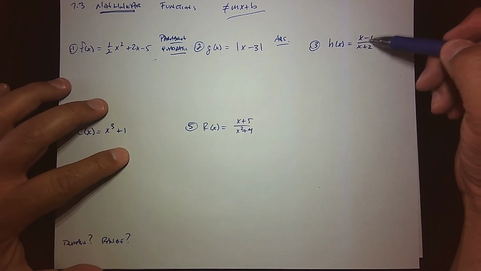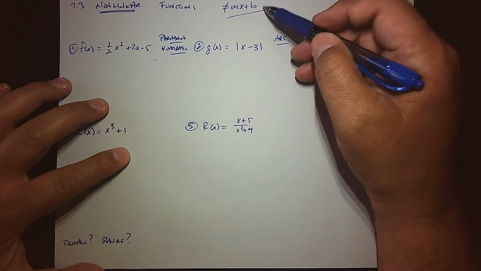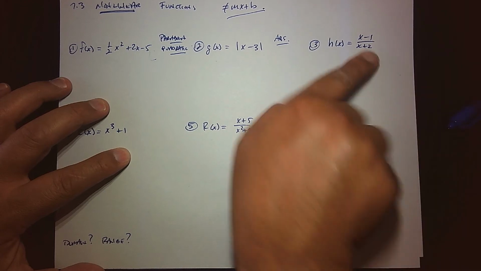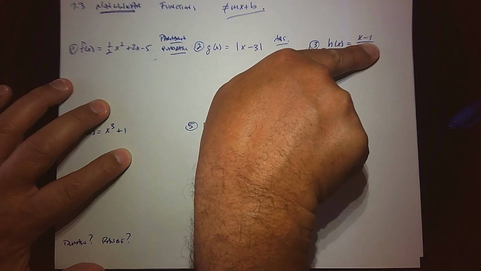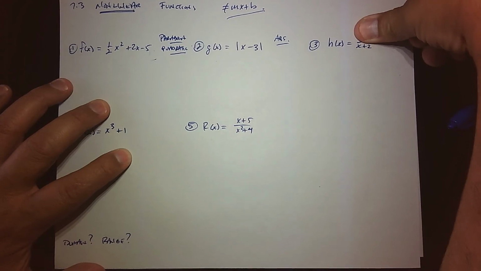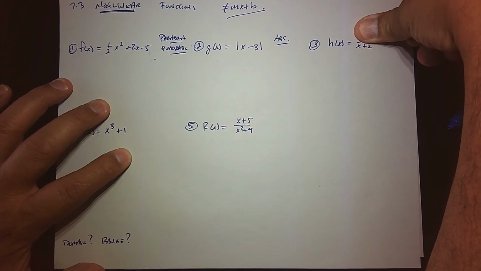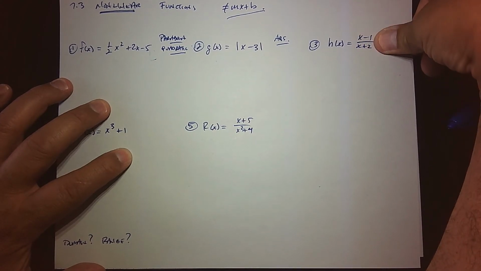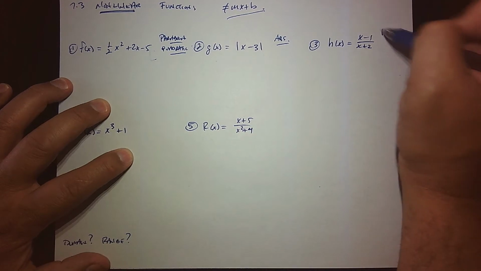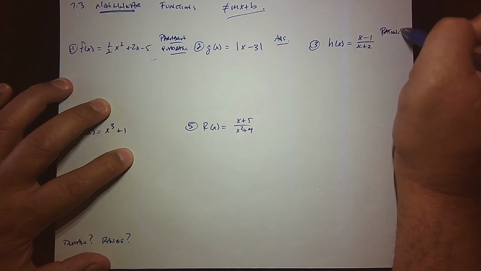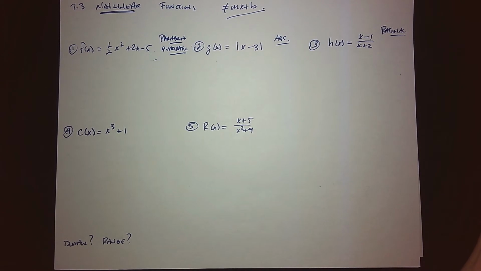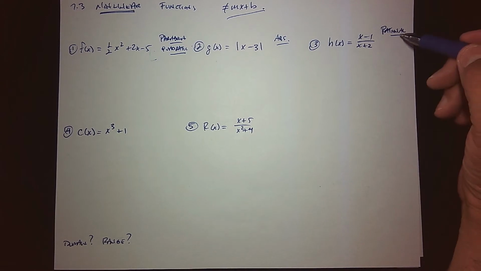H of x, again, this is clearly not a linear function. It's made up of a couple, right? The numerator is a linear function, and the denominator is a linear function that fits the y equals mx plus b. But together, since I'm doing a division, this is no longer linear, right? We learned this to be a rational function. Okay, so again, another example of a nonlinear function.